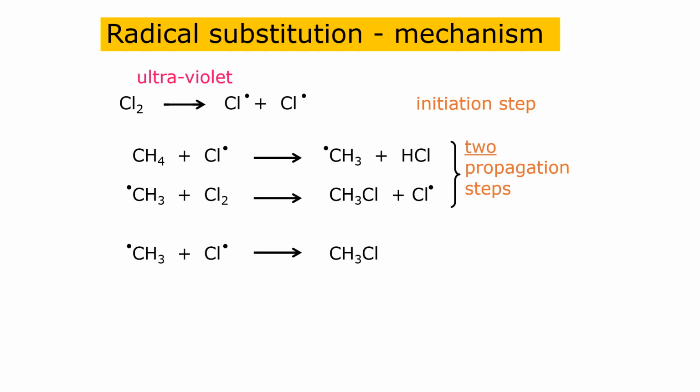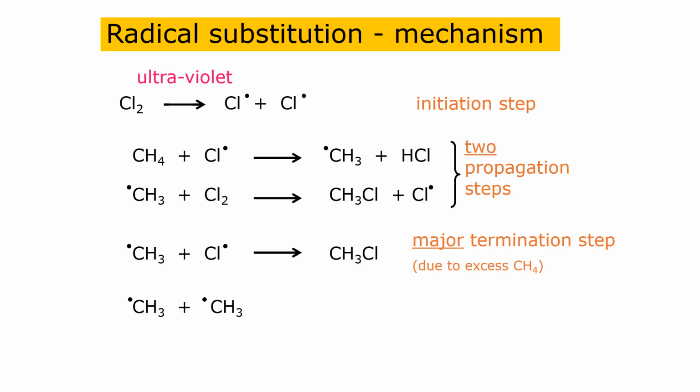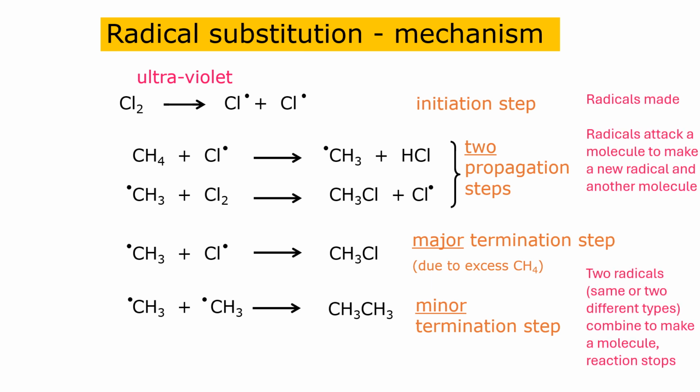There are ways in which this can finish. In other words, the radicals can come together to make molecules. One possibility is a methyl radical and a chlorine radical. Now there's excess methane, as we said, set up at the beginning, so that would be called a major termination step. There are two other possibilities. There's also the methyl radical coming together with another one to make CH3CH3.